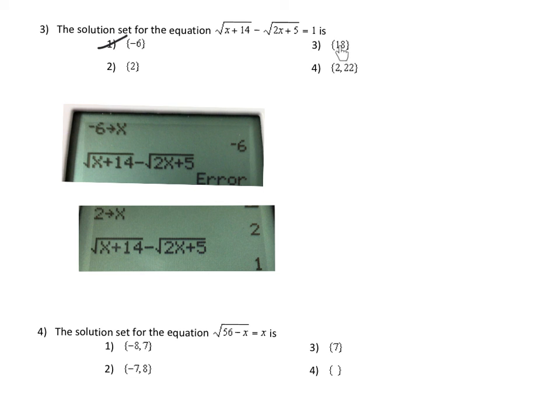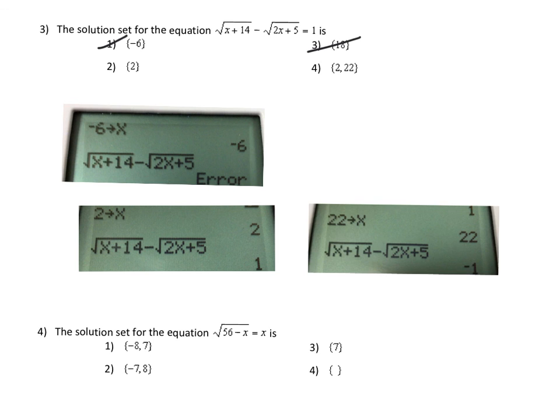Now I'm going to tell you, choice 3 can't be the answer, because if we know that 2 is one of the solutions, it either has to be choice 2 or choice 4. All right, so then I took the 22 and stored it as x in my calculator, and when I plugged in this left-hand side of the equation, it gave me -1, not +1. So 22 doesn't check either, so this one is not our answer. So choice 2 would be the answer.